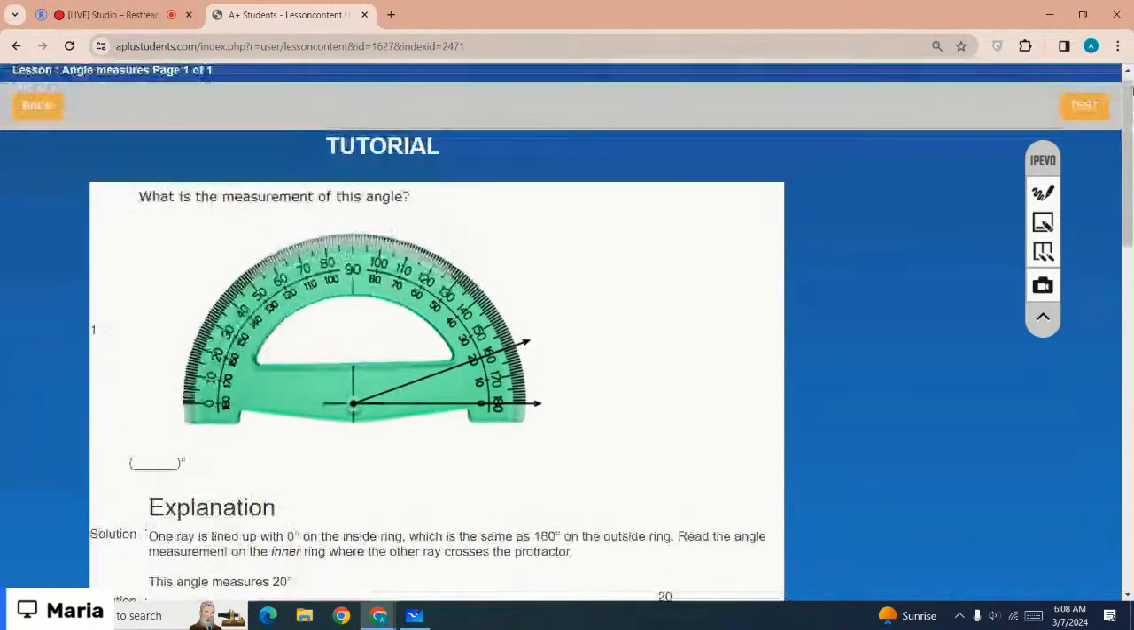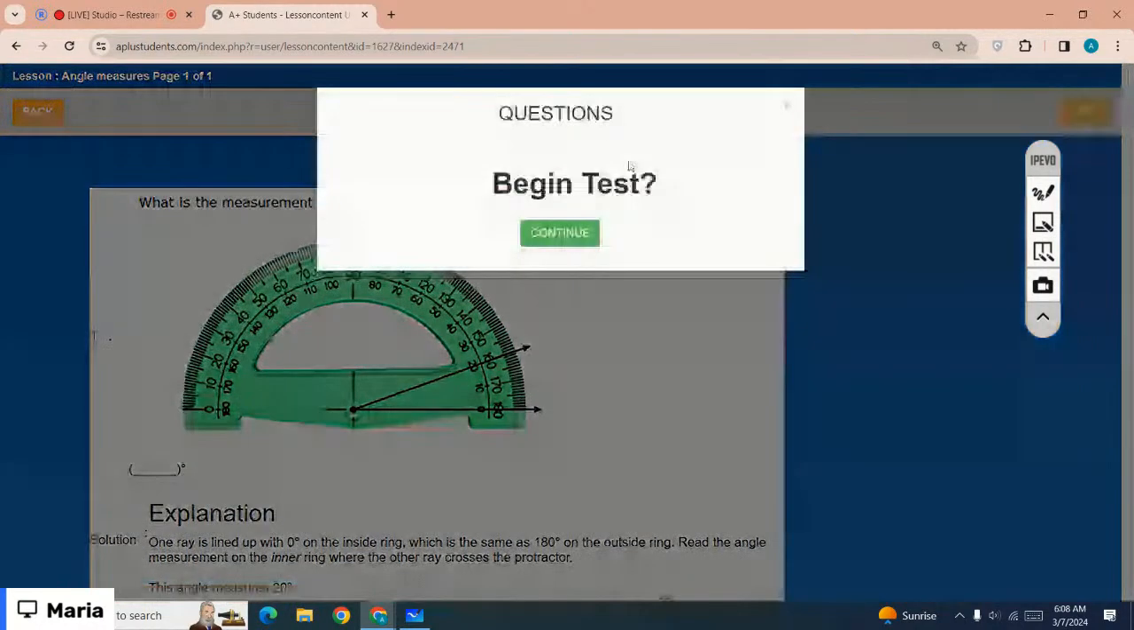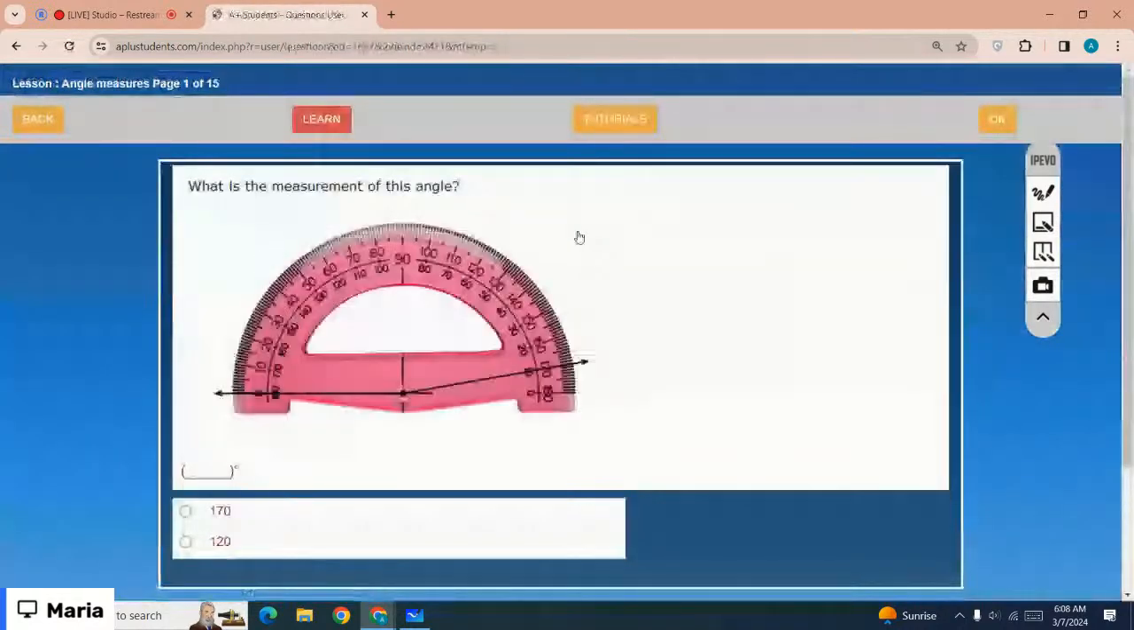Let's just start with the test question. So what is the measurement of the angle? One of the lines is at 0. So you have to read the angle on the other side, right? So which is the correct option? You have to read the angle on the outer ring, right? That is 170 degrees because that is more than 90 degrees. So the correct option is 170 degrees.